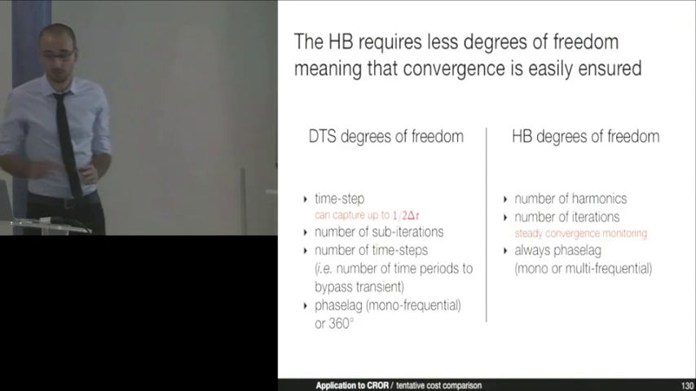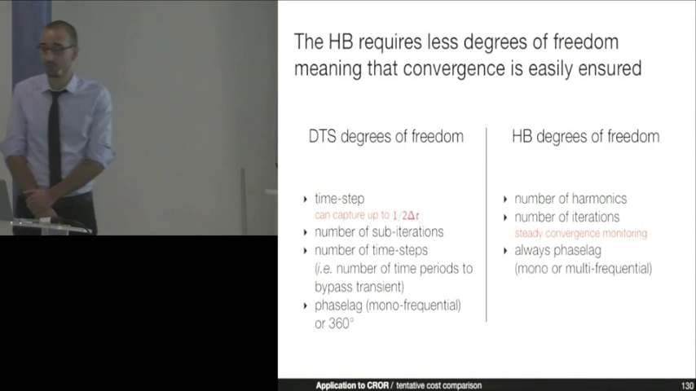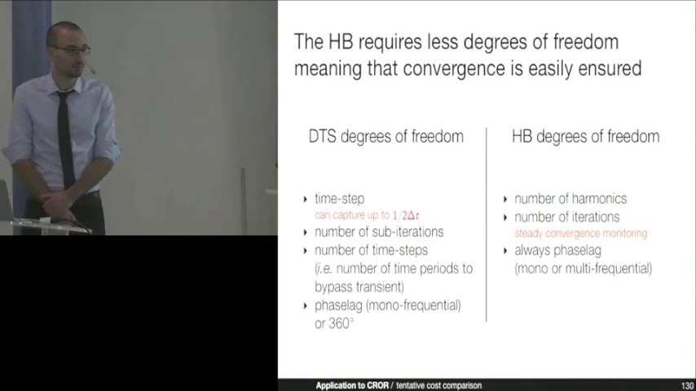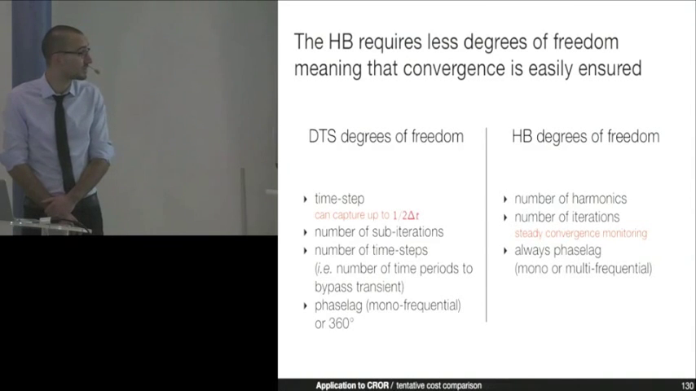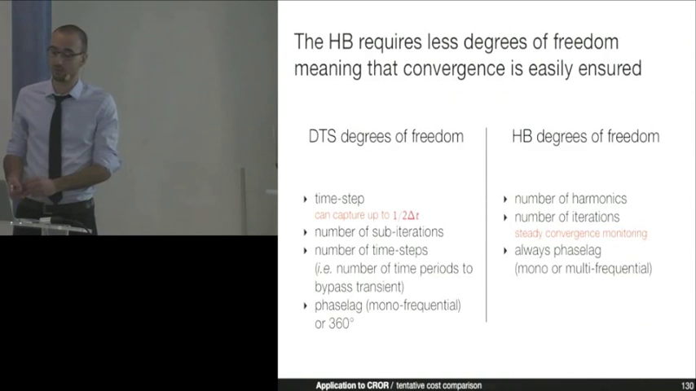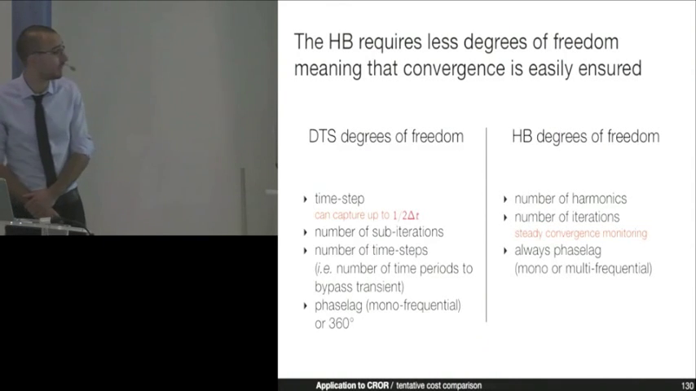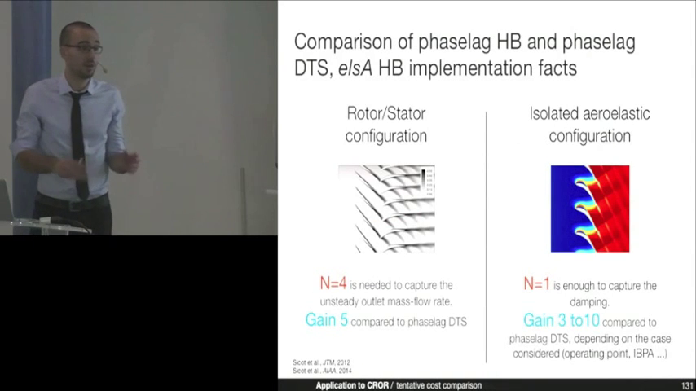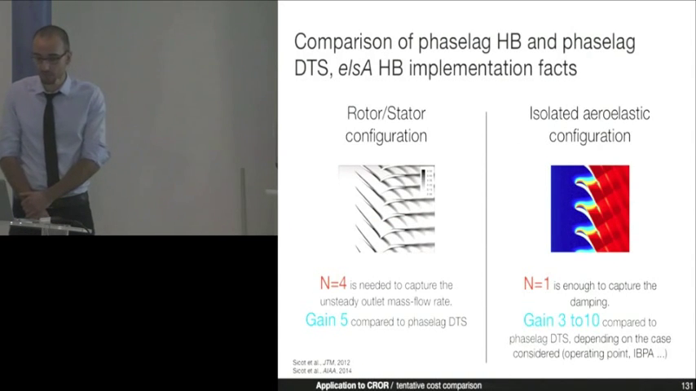And on the harmonic balance side, we can see that we have only 3 degrees of freedom, as we need to compute the number of harmonics, the number of iterations, and we are always phase lag, so we cannot have a 360 simulation. And actually, there are facts in our ELSA implementation of the harmonic balance.